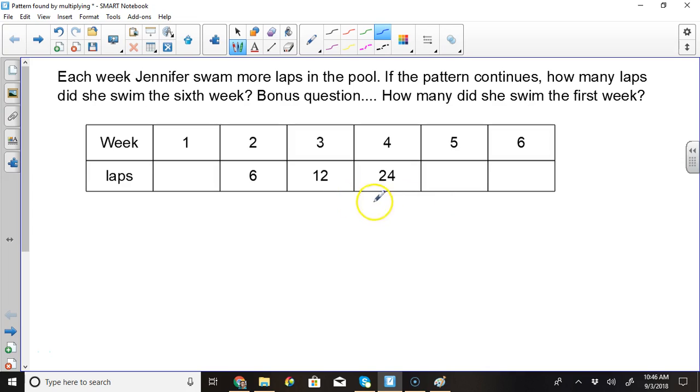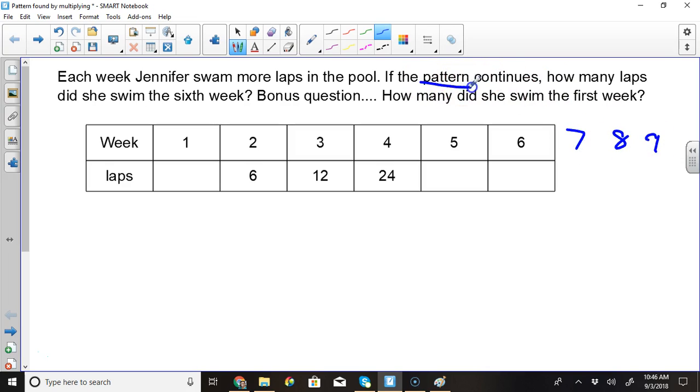All right, so we have two lists of numbers here. We have numbers that represent weeks and then numbers that represent laps. The week pattern is pretty easy to see: 1, 2, 3, 4, 5, 6, right? And we would know if we kept going, this would be 7, 8, and 9.